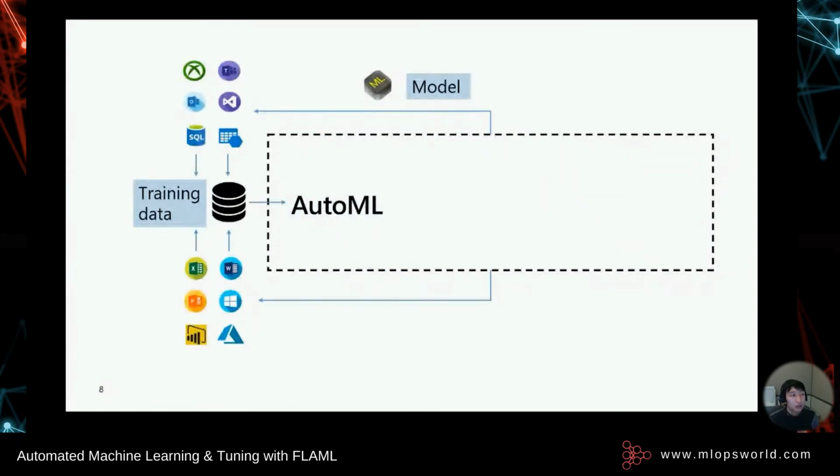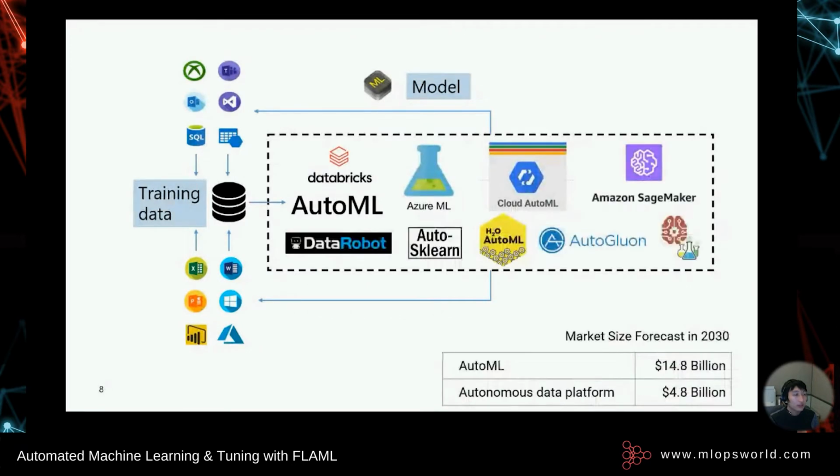AutoML tools automate this process and empower developers who don't necessarily have expertise in machine learning. The goal is to remove the hassle of manual tuning for data scientists and engineers. We have seen a rapid growth in AutoML software, including open source, cloud providers, and startup companies. The market size forecast in 2030 is about $15 billion.